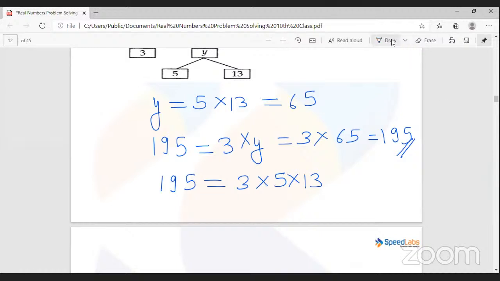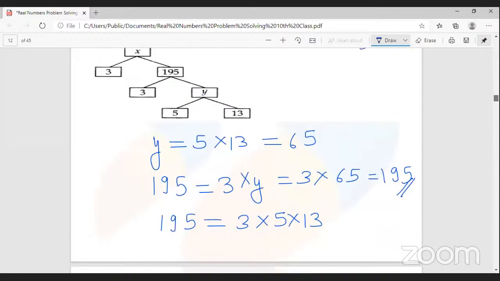Ma'am, how is 195 3 into 5 into 13? Okay, got it. Because its prime factors will be this, this, and this.